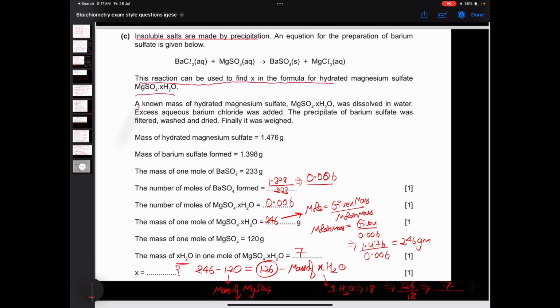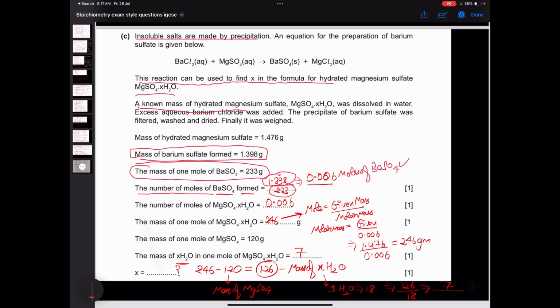Okay. Known mass. Alright. Let's move on to the questions. The number of moles of barium sulfate formed. Have they given us anything regarding barium sulfate? They have given us the mass formed and they have given us the molecular mass as well, the mass of 1 mole. So you simply do 1.398 by 233. That gives you the moles of barium sulfate.